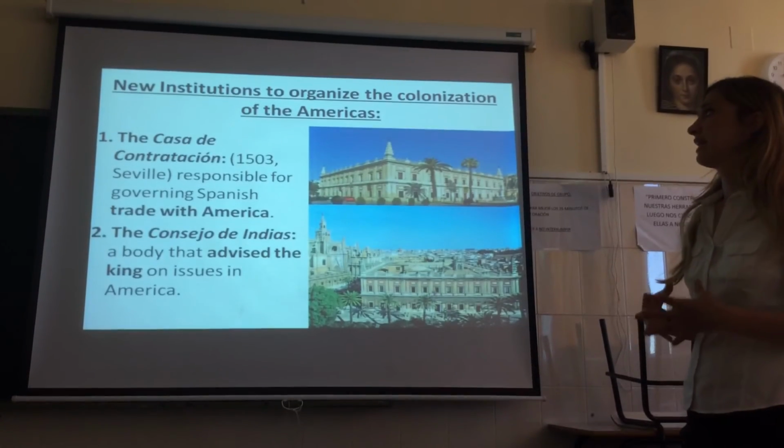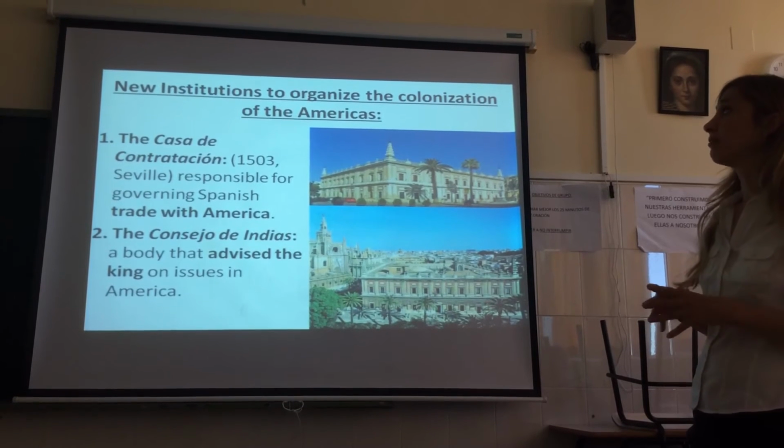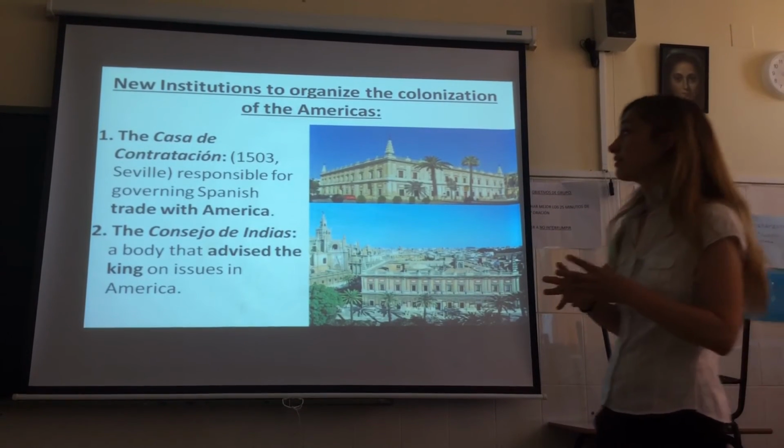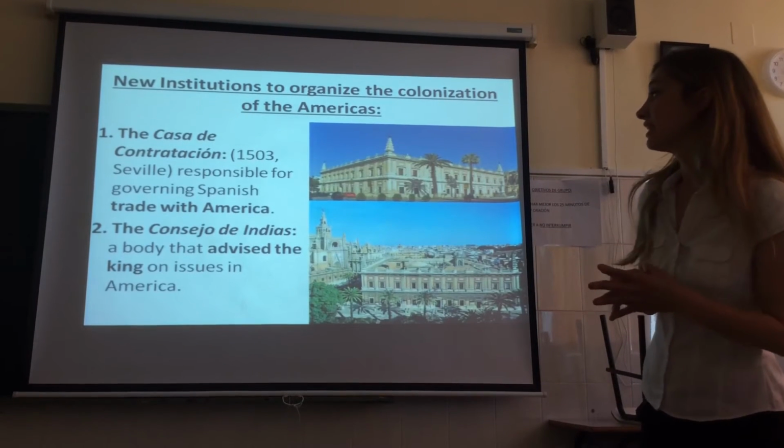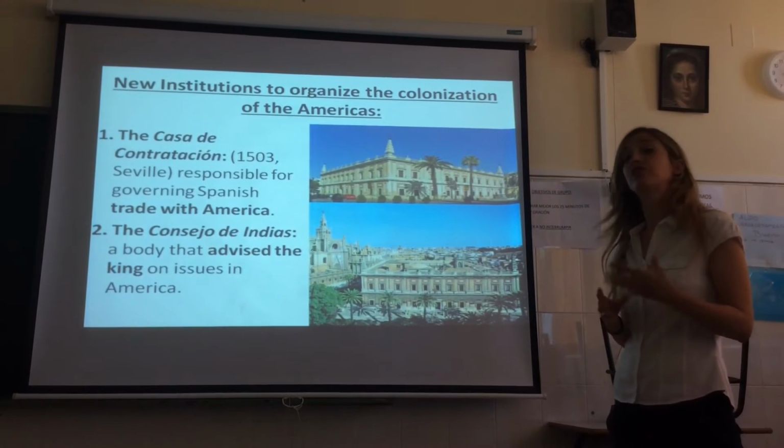Okay, a couple of important new institutions to organize all the money and wealth coming in were the Casa de Contratación, which is in Seville, by the way, responsible for governing trade with Spanish America, and the Consejo de Indias, a body that advised the king on issues in America.